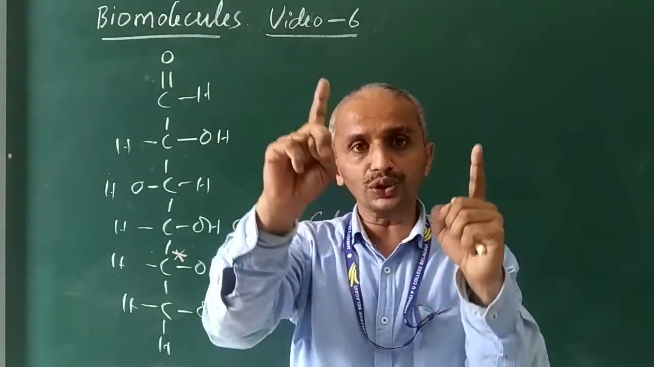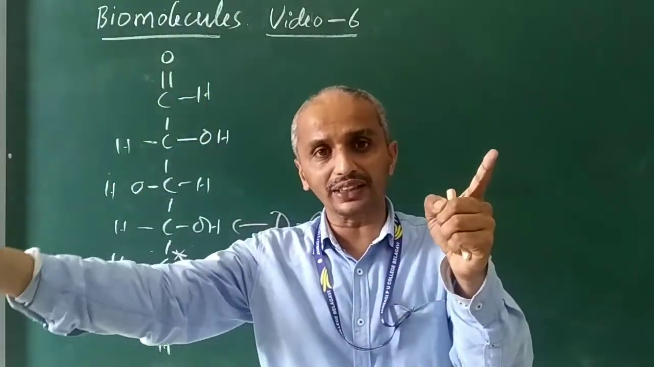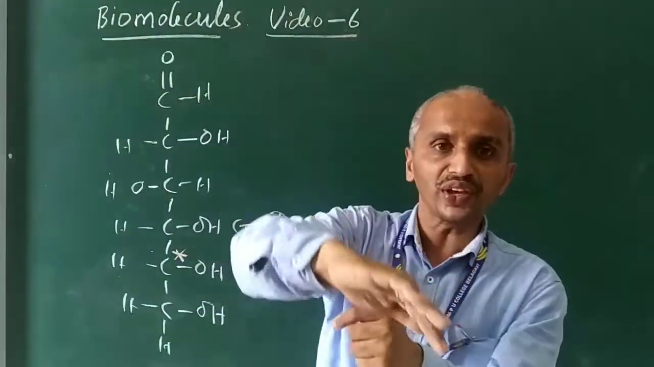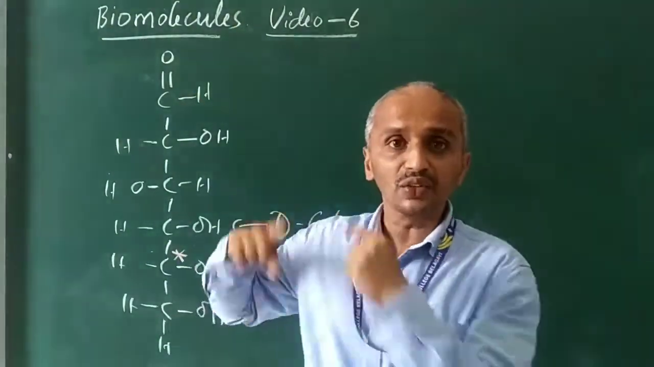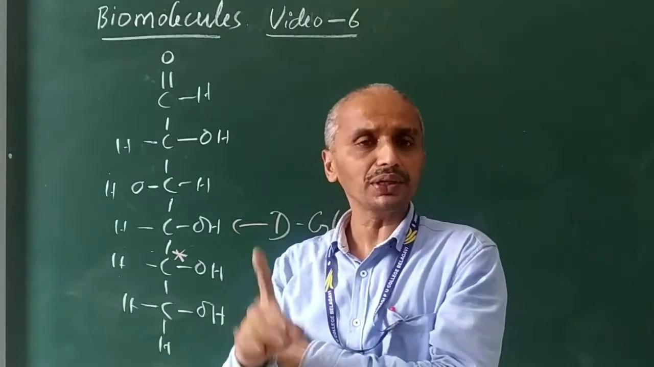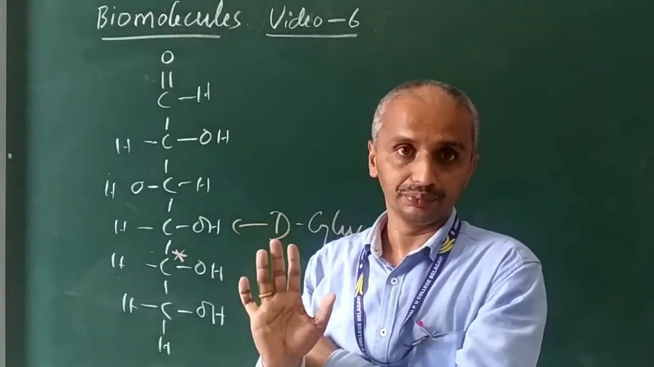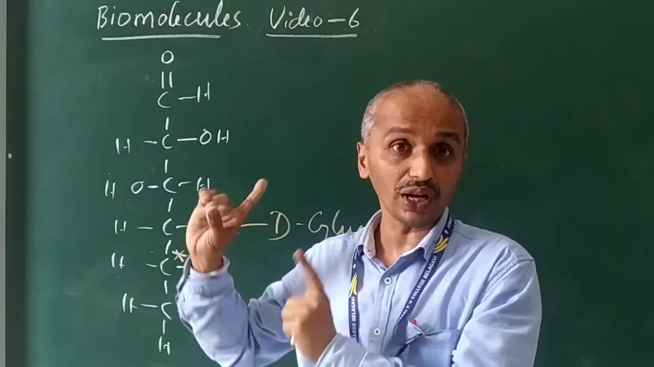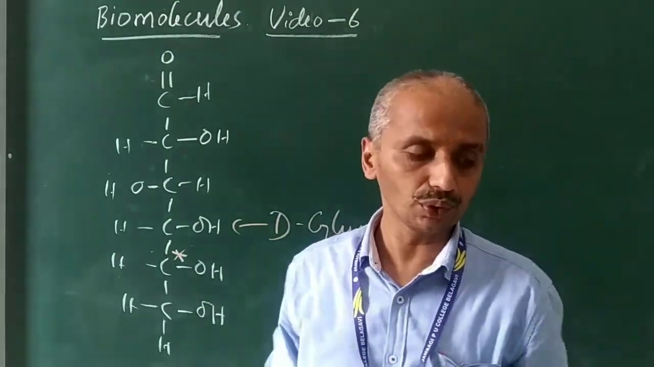Alpha D-glucose: in the first carbon, the OH is on the right side, but for beta it is on the left side. Plus, in the fifth carbon, the OH will be on the left side for the L form. Not alpha L, beta L. At the fifth carbon, there is a change. So, note this properly.